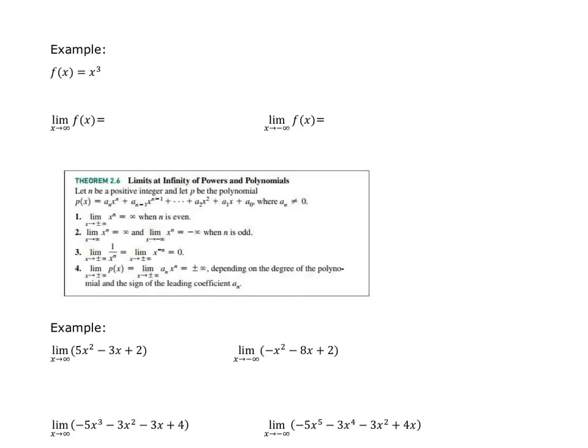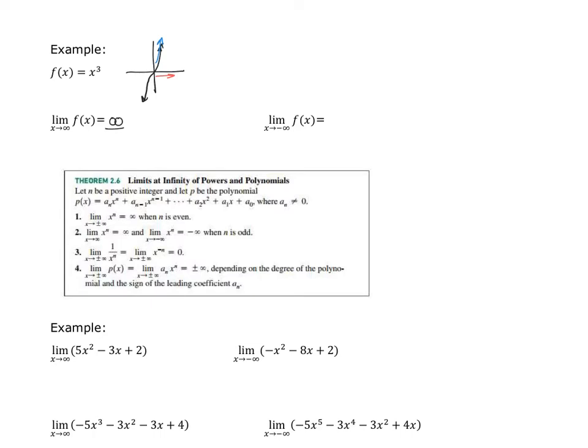Okay, let's take a look at an example, a polynomial function, in this case just a simple x cubed. So you should know that the graph of an x cubed function looks something like this. And we can see from the graph that as x gets arbitrarily large, the function value grows without bound. And so our limit as x goes to infinity is positive infinity.